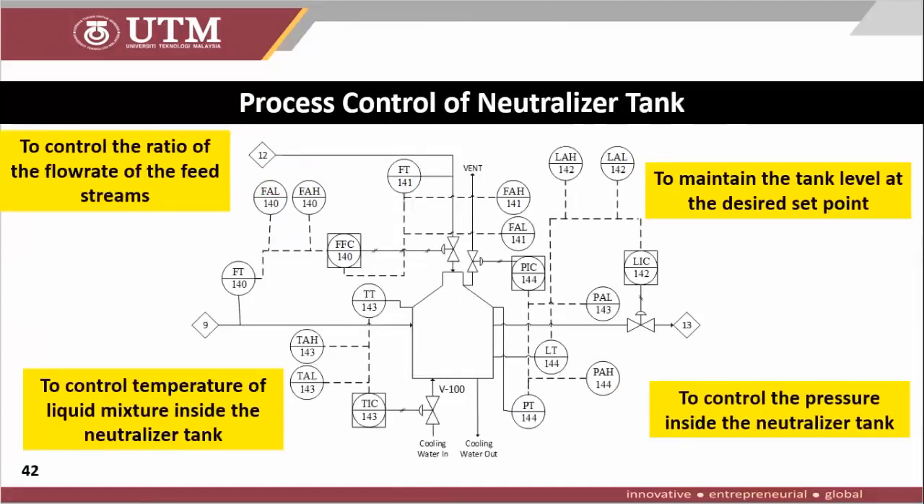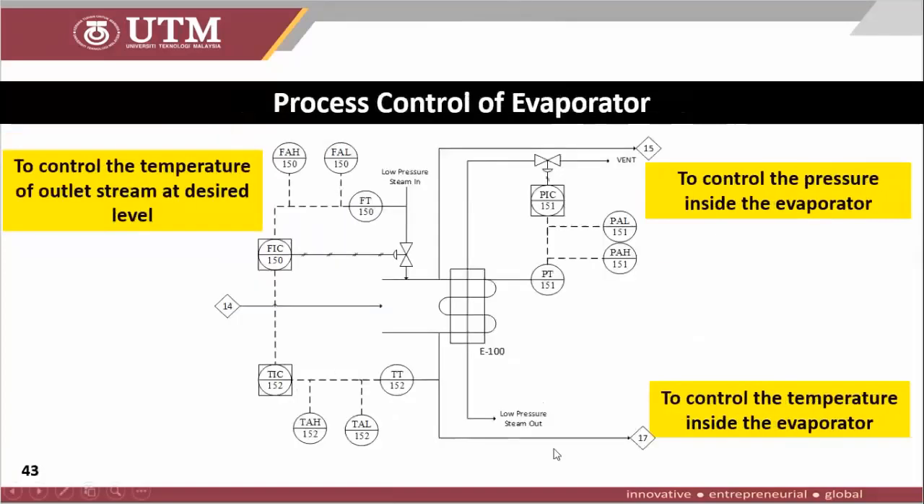For the neutralizer tank, we control the ratio flow rate feed into the neutralizer tank and the temperature, the level, and the pressure inside the neutralizer tank. For the evaporator, we control the temperature of the outlet stream, and we control the pressure and the temperature inside the evaporator.